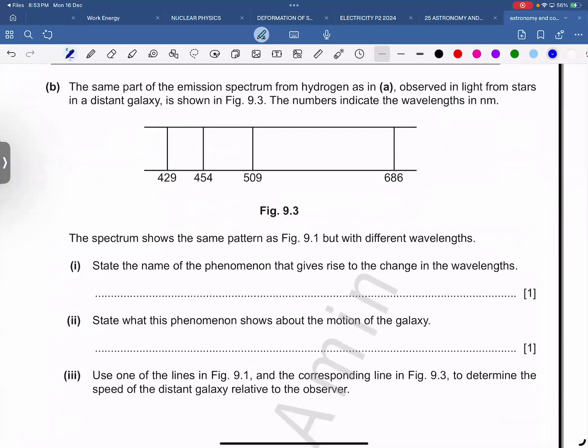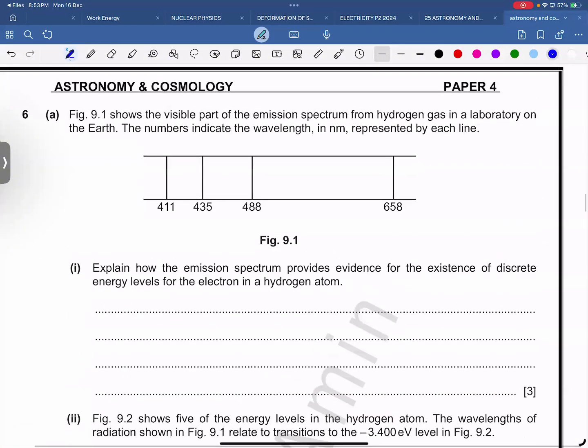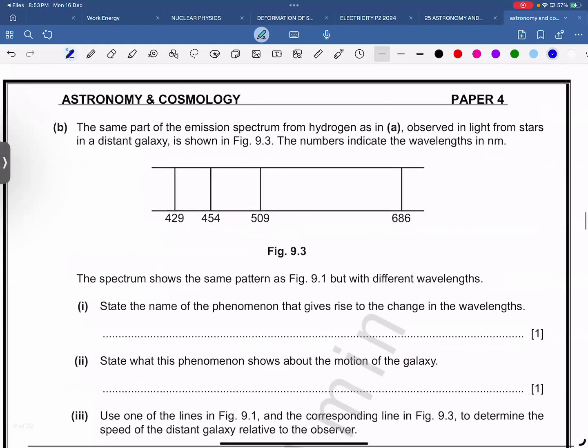Okay, the same part of the emission spectrum of iron in part A is observed in the light from the stars in a distant galaxy. The numbers indicate the wavelength in nanometers. Go back. The wavelengths were 411, 435, 488, 658. Now all the wavelengths are more or less? More. So more wavelength means what? Redshift. Increased wavelength, moving away.